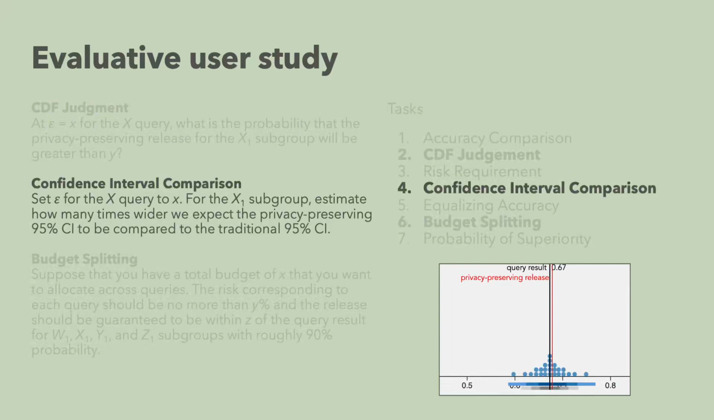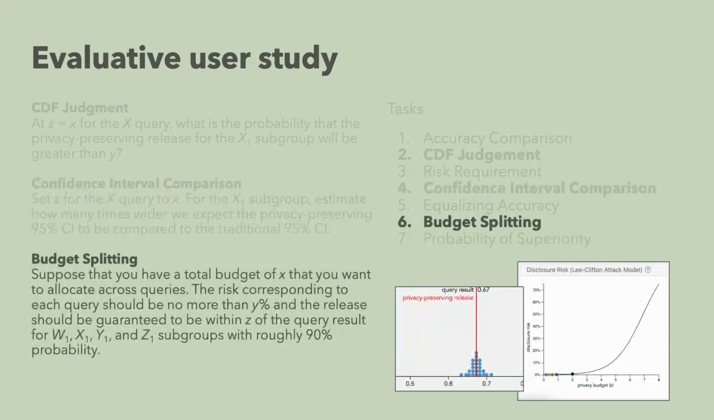For the confidence interval comparison task, we asked participants to estimate how many times wider a privacy-preserving confidence interval would be compared to a traditional confidence interval. Using VIP, participants could compare the widths of the animated confidence intervals constructed under DP and the static gray traditional confidence intervals. The budget splitting task asked participants to split a total privacy budget while satisfying a set of accuracy and disclosure risk requirements. For this task, participants had to rely on both the accuracy visualizations and the disclosure risk visualization.